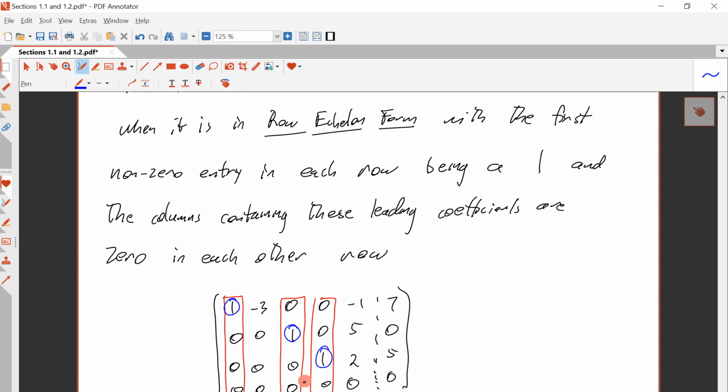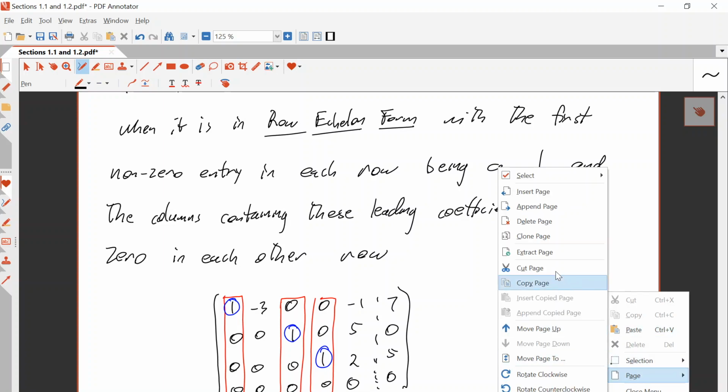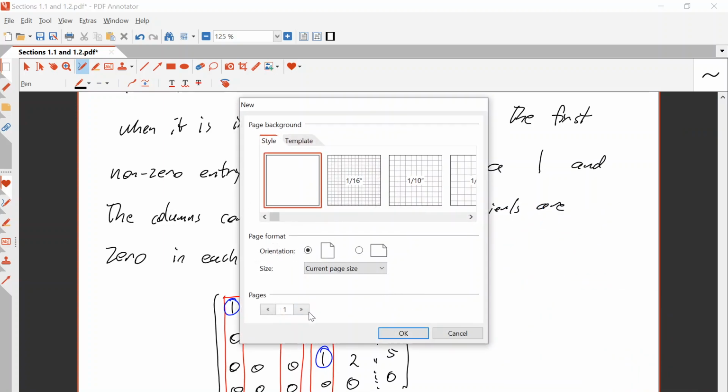So that's reduced row echelon form. The leading coefficients go strictly down to the right, and in each column that has a leading coefficient, every other row is 0. So when you're doing your row operations, you have an eye towards getting your system of equations down to reduced row echelon form. Once you have a system of equations in reduced row echelon form, then you can just read off the solution.